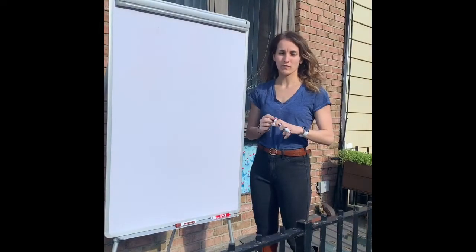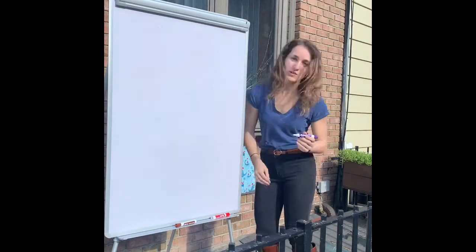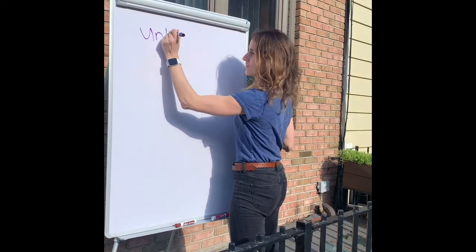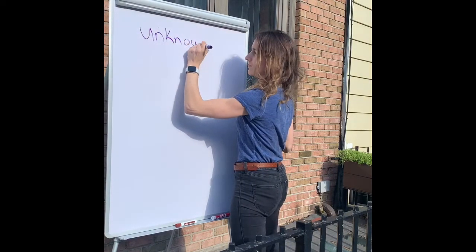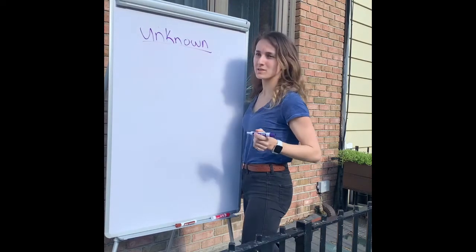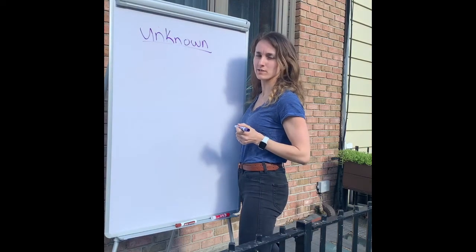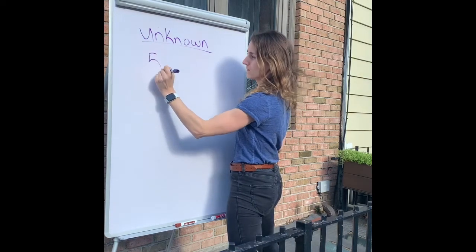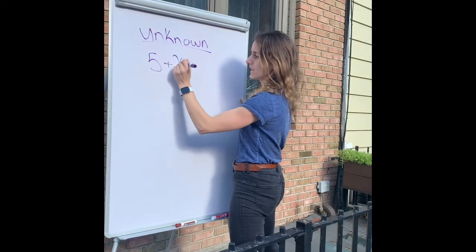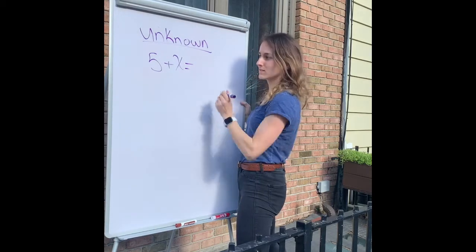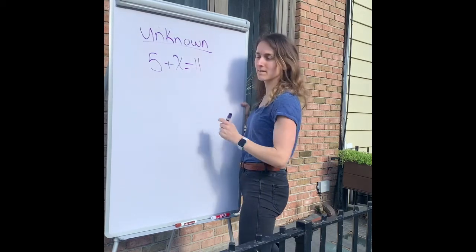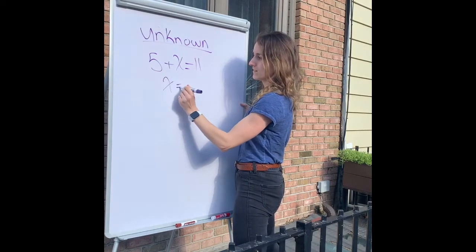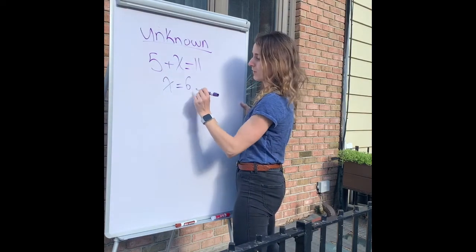A method for solving for an unknown. First, remember what an unknown is. An unknown, we're sometimes tempted to say a variable, but there's a difference. An unknown can only have one possible value. For example, 5 plus x equals 11. X can only be one thing. X will always be 6 in this problem.